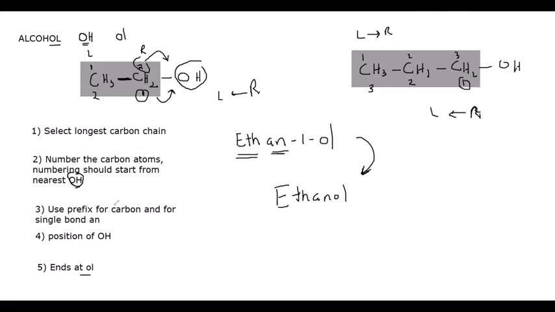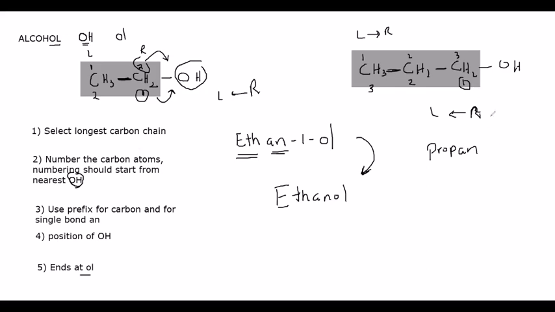Now, how to name? Use a prefix for the carbon. Because there are three carbon atoms, I will use the term prop. Between them there is a single bond. Normally we write A and E if there is a single bond, but in alcohols, we don't write the full A and E, we just write AN. Prop-AN: prop because of three carbons, AN for single bond.